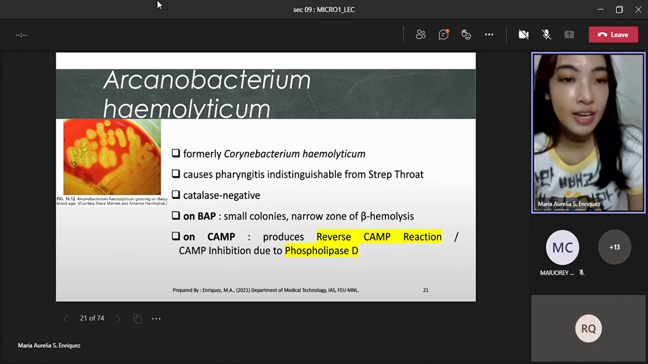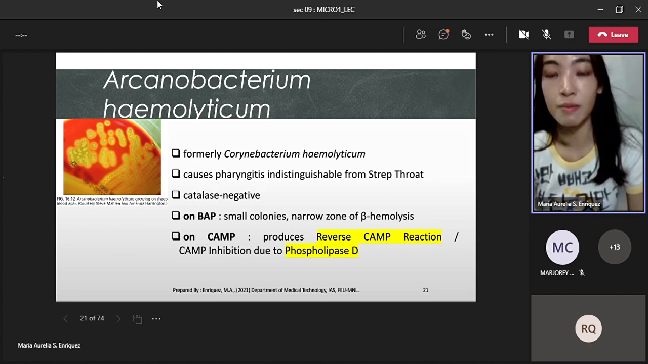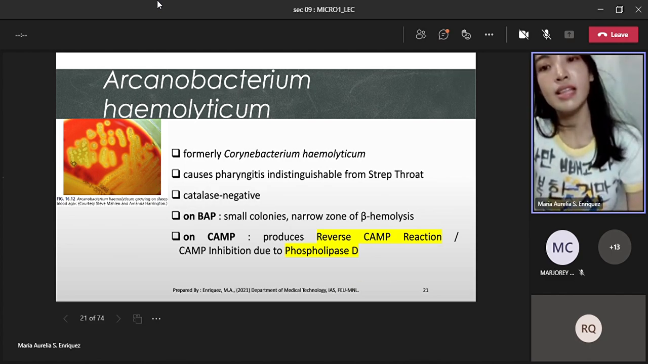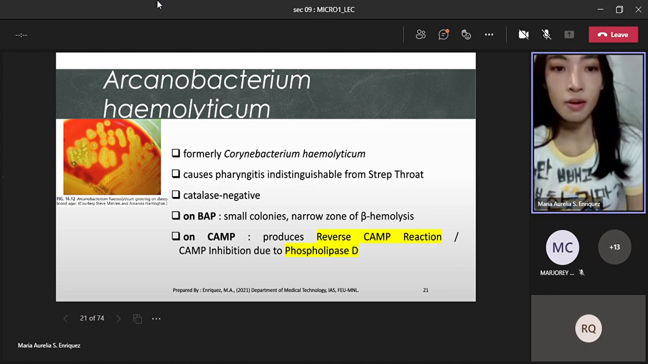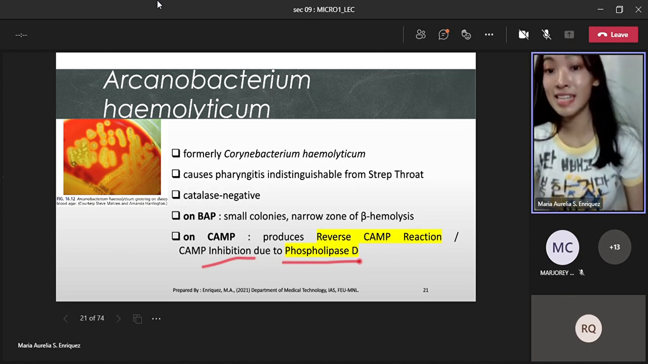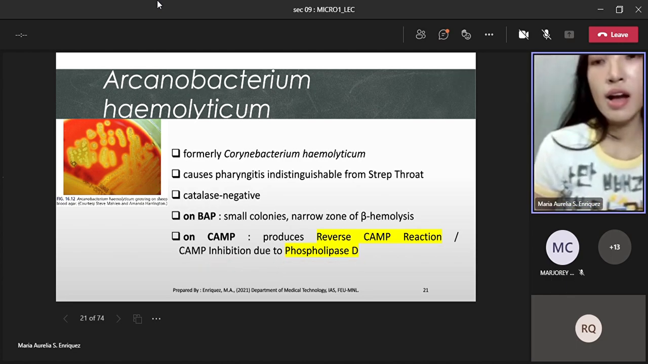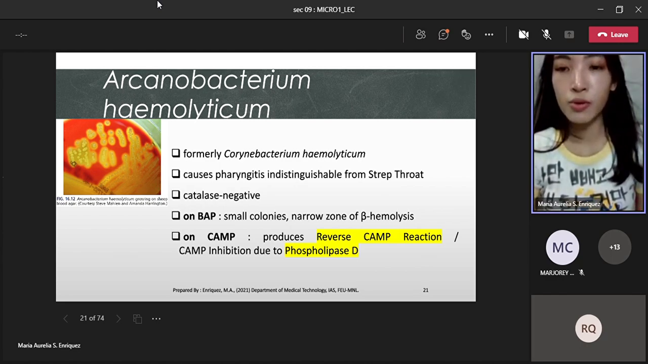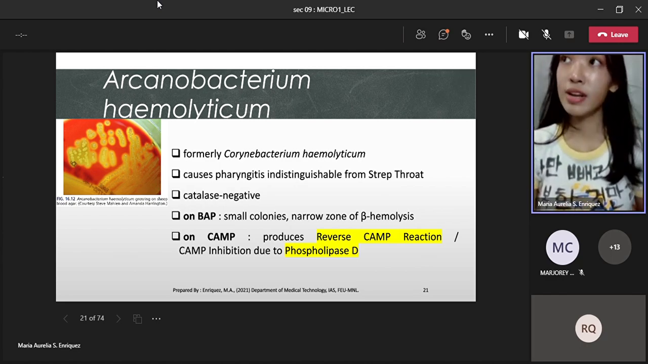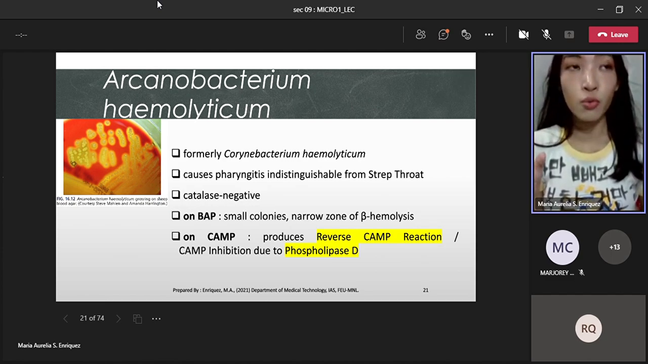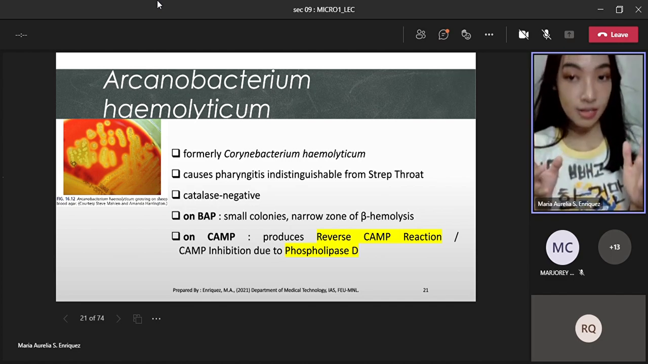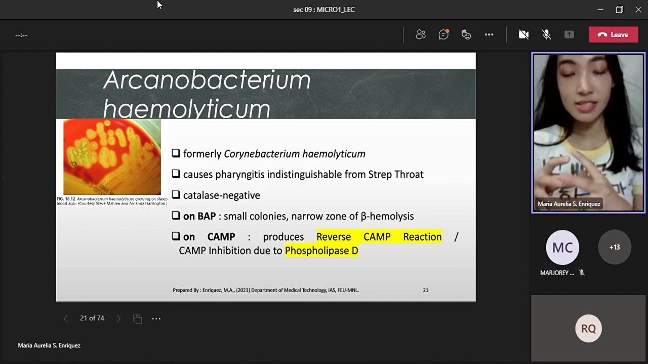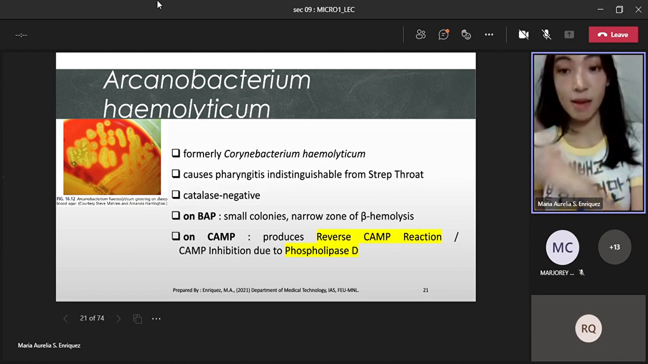Ngayon, pwede rin po natin gawin yung CAMP test sa Arcanobacterium haemolyticum. So on CAMP test, this would exhibit a reverse CAMP reaction or a CAMP inhibition due to phospholipase D. Okay? So, di ba po, kanina in-explain ko yung konsepto ng CAMP test. An organism that produces the CAMP factor would synergistically react with the beta lysin that is produced by Staphylococcus species. This would then lead to enhanced hemolysis.